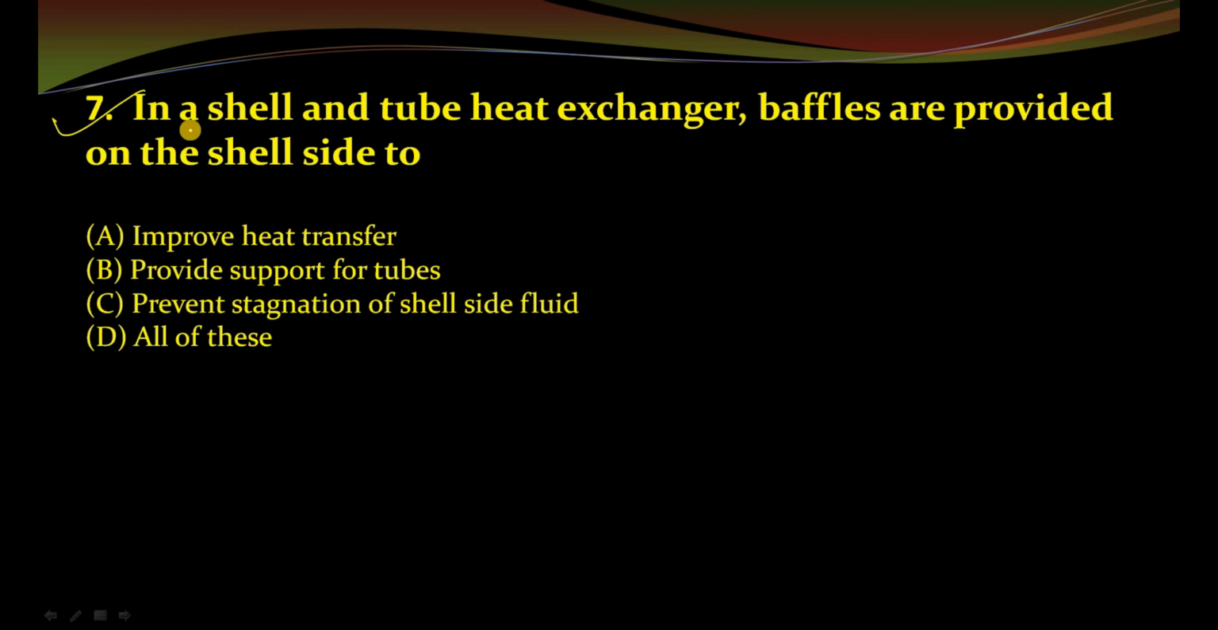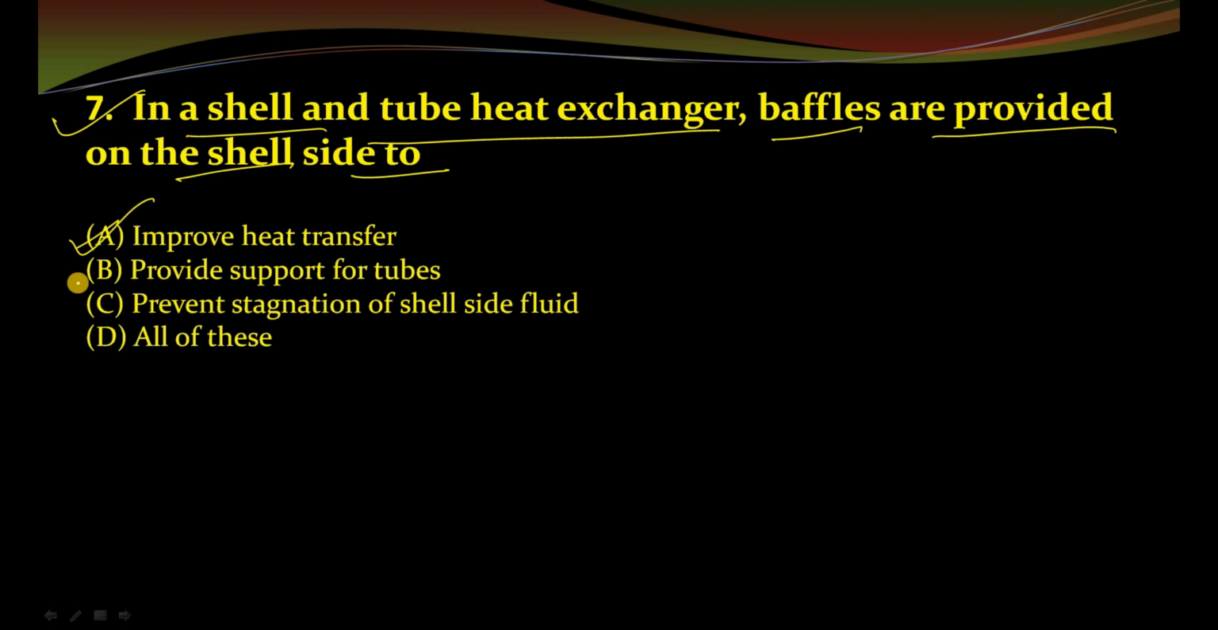The seventh question is, in a shell and tube heat exchanger, baffles are provided on the shell side to. Why do we use baffles? Here the option is improve the heat transfer. Yes, it improves the heat transfer. Why? Because it creates turbulence as well as it gives better contact or area for the heat transfer. So yes, option A is going to be a right option.